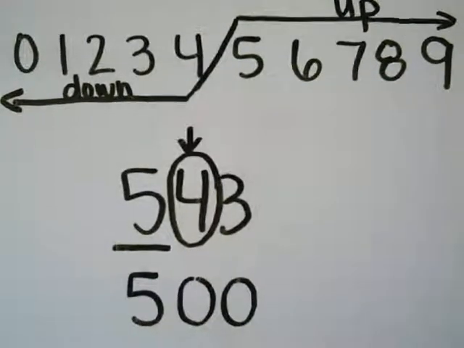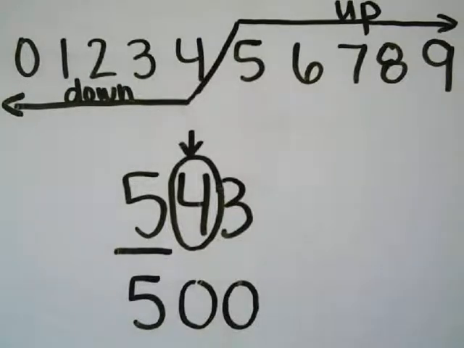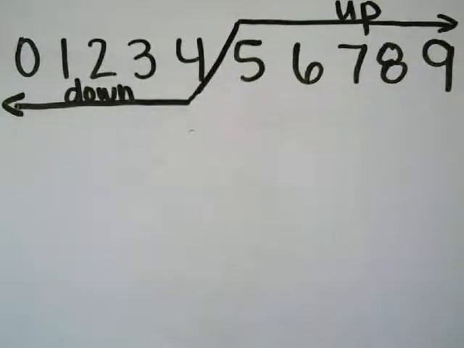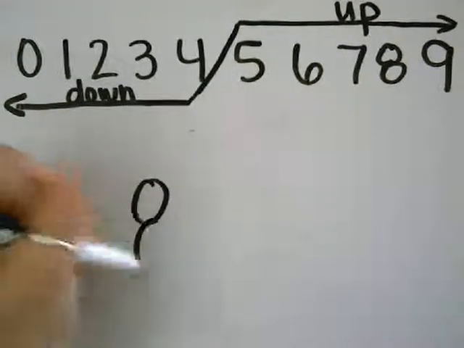So when you round to the hundreds place, you're looking for a number like 100, 200, 300, 500, 700. So we came up with 500. Let's try another one.